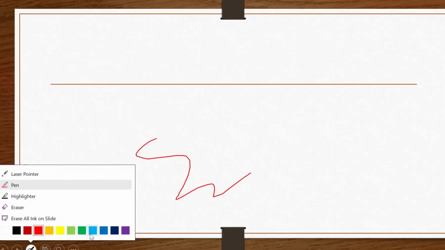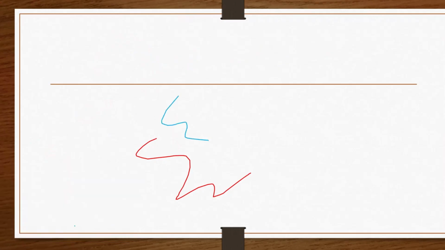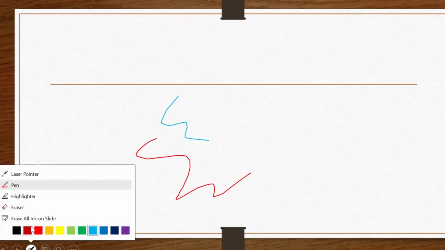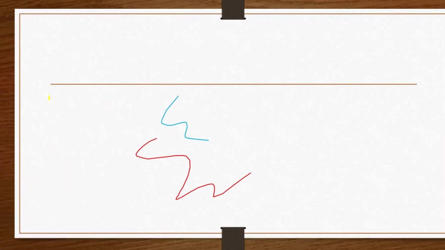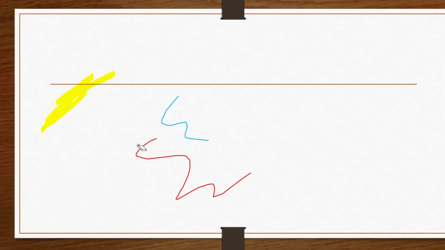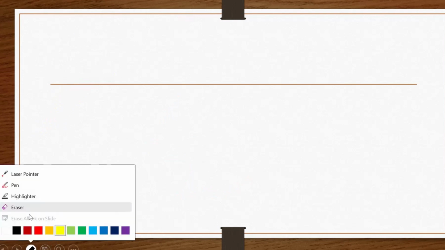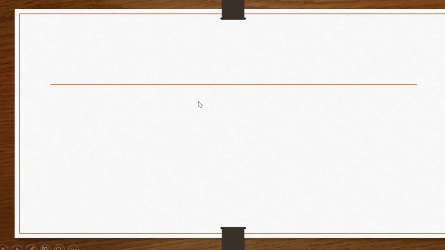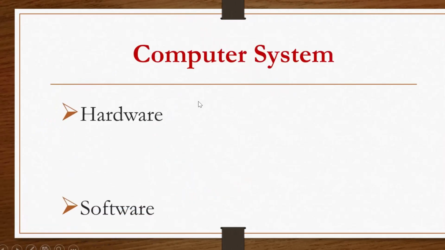And here you can choose the pen color. From here, you can use the highlighter to highlight something while you are presenting your topic. Also, there is an eraser, so you can erase whatever you need. And from here, also you have erase all ink on the slide if you still have ink. I will stop the eraser and now return it back to my normal mode.